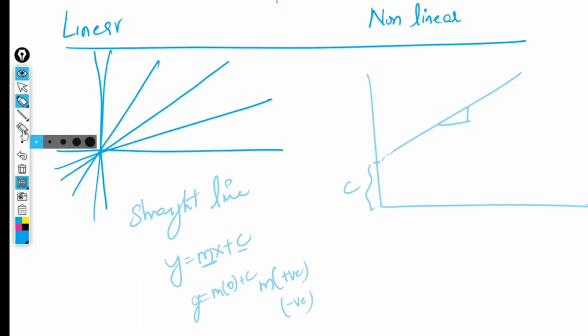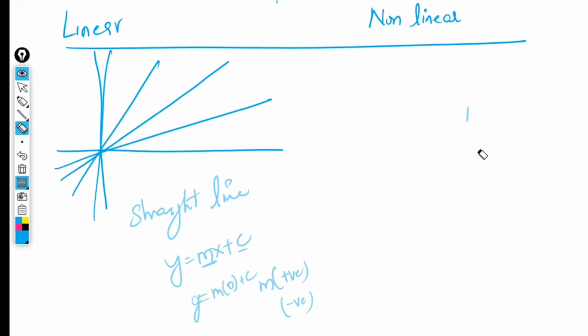For example, let us take an example. This is a normal graph sheet. A general graph sheet will look like this. Now there is a line like this. If you extend the same straight line like this, the intercept might be negative. If the line is here, the intercept will be positive.